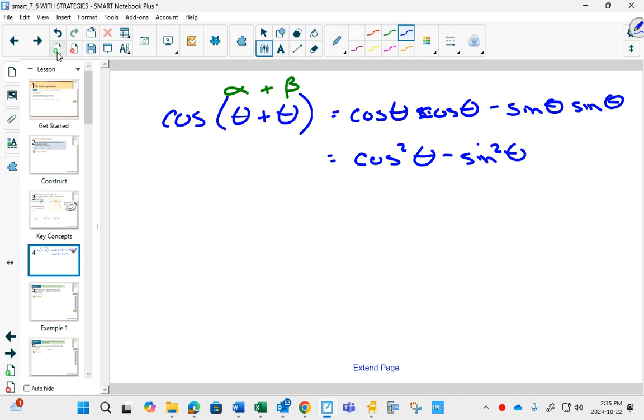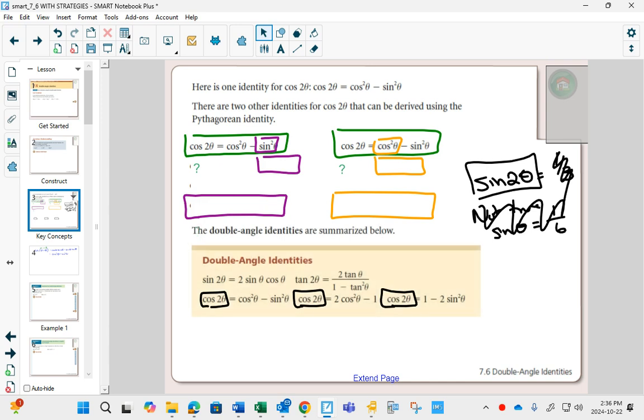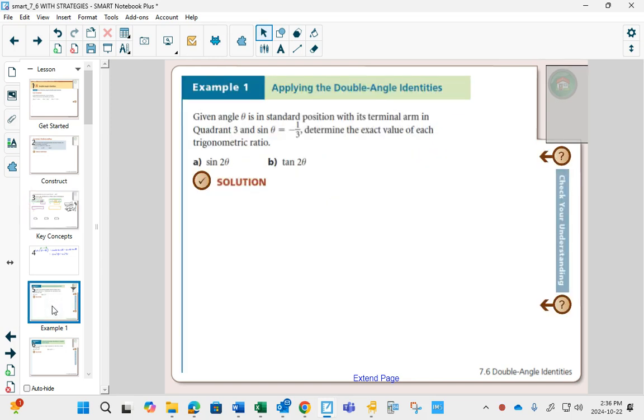In AP Calculus next year, the double angle formulas get used a lot more than the sum and difference. So these come up more often in AP Calculus. So let's look at an example.